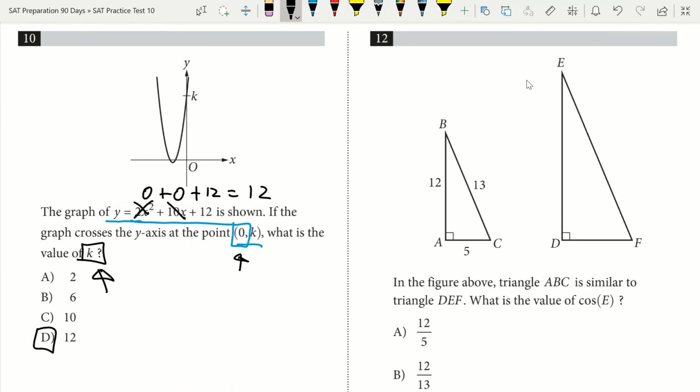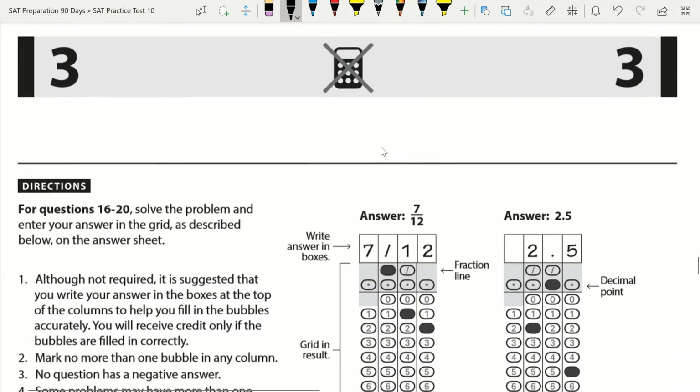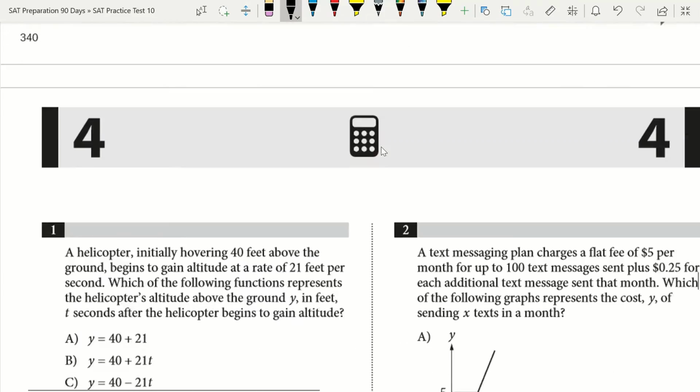All right, at this point, let's go ahead and move on over to the math with calculator section. We'll answer some of the harder math without calculator questions tomorrow, as well as some of the harder math with calculator questions. Today we're doing more of the easy to moderate difficulty math questions. So let's go down here and take a look.